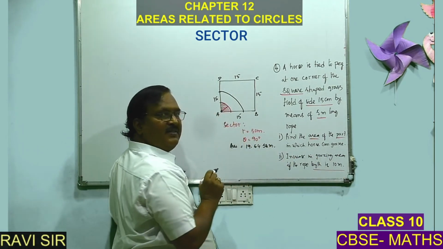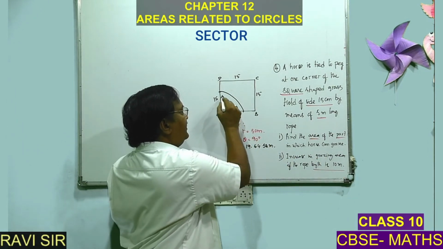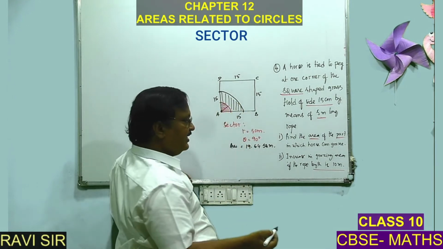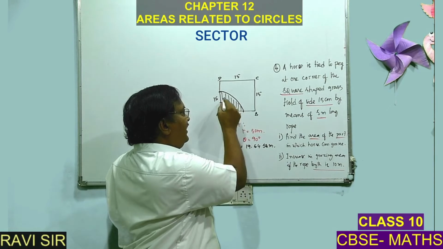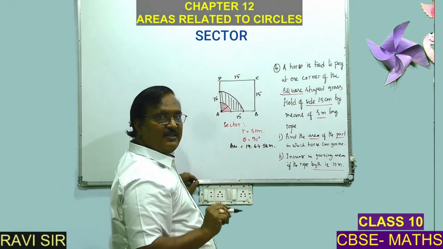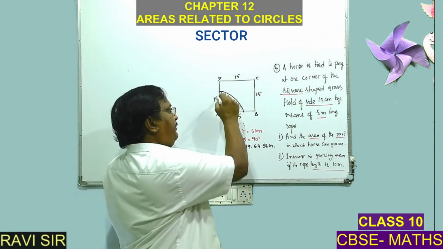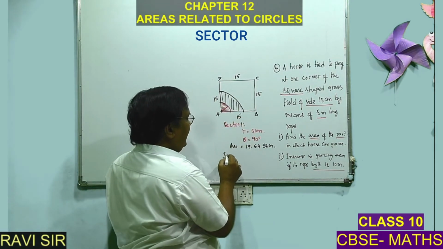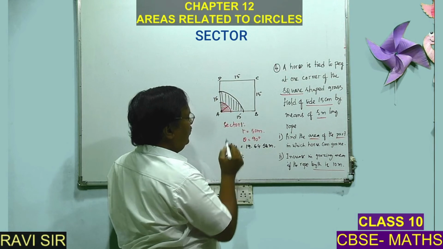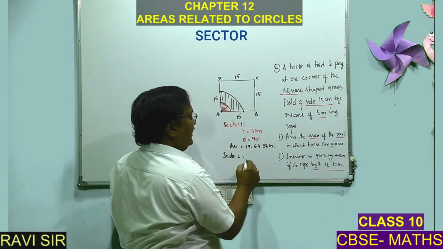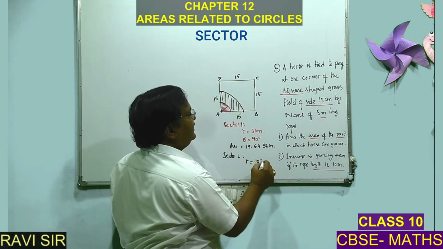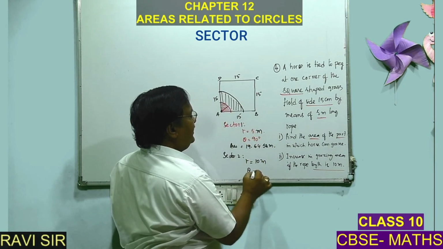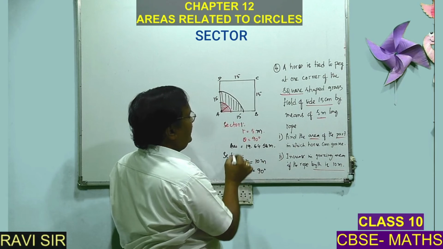Previously this red color was the grazing area. Now what happened? It is increased. So this is the increased part. Now you have to find out how much is increased. So only this vertical shaded region is the increased area. How will it come? A big sector is there and a small sector. The small sector, let us say, is sector 1, and again we have sector 2. In this, the radius is how much? 10 meters. Here I wrote centimeters, wrong, it is meters only. And theta is 90 degrees. So this is sector 2.